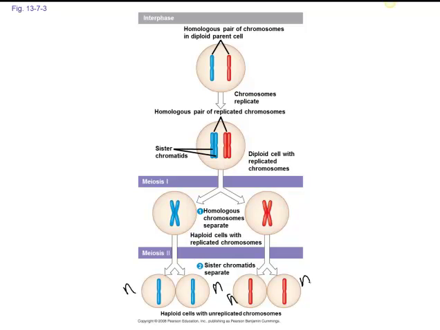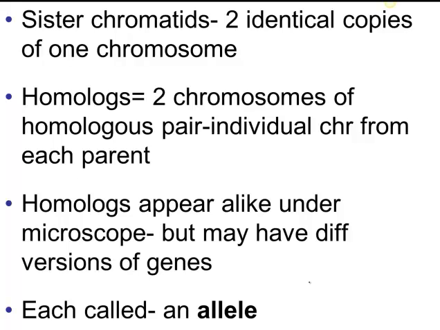Sister chromatids are 2 identical copies of 1 chromosome. They are like 2 photocopies of the same assignment. Supposing I handed out one special handout for you. If I give you 2 copies of it, it does not mean they are 2 different handouts. They are identical. That's what I'm trying to continuously repeat. They are called sister chromatids.